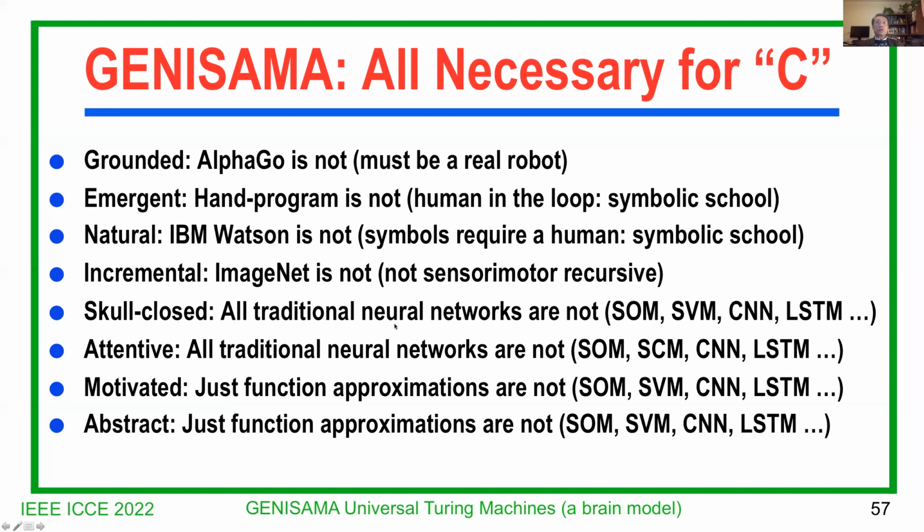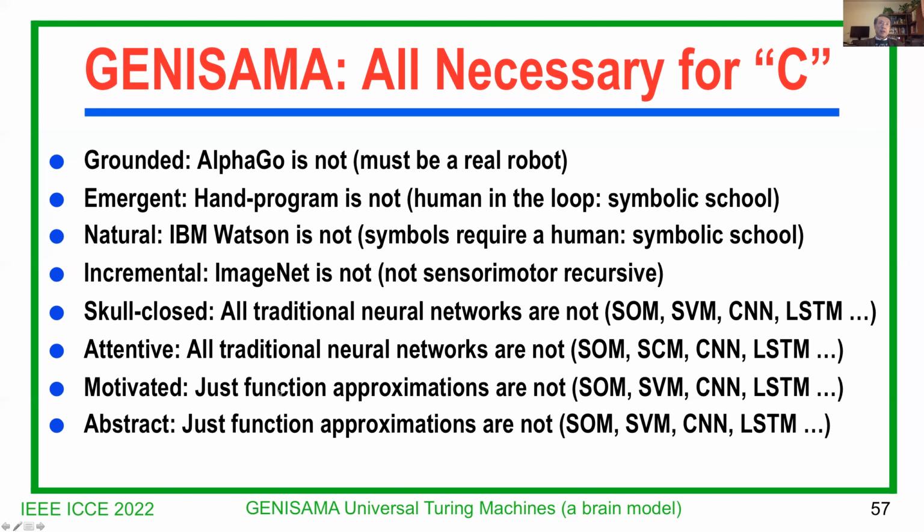Scope closed: all traditional neural networks are not scope closed, like SOM, SVM, CNN, LSTM. Given LSTM, they need to design the gate control based on the task, right? How long the long short-term memory is, how long the memory should be, and how short the memory should be. Attentive: all traditional neural networks are not attentive. They will not be able to automatically select a part of the input to attend to.